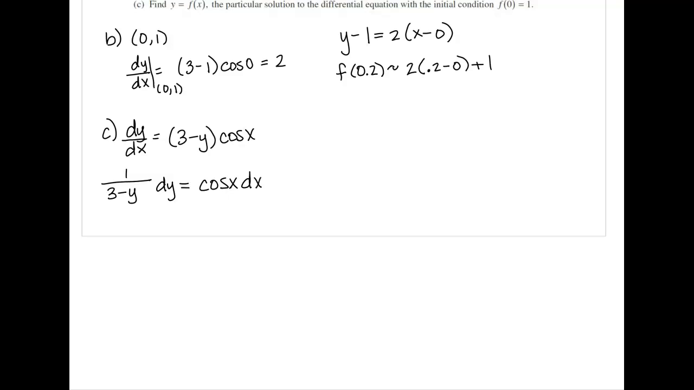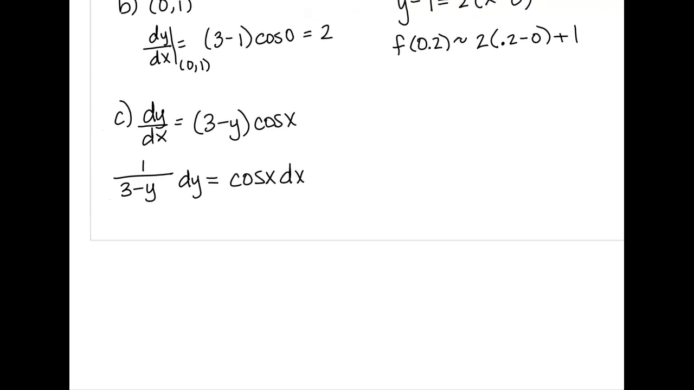Okay, once I get to this point, what should I do? Is it completely separated? I always ask myself that. Yes, well done us. Now I'm going to integrate both sides. Okay, we're going to be real careful here. The antiderivative, you might be tempted to say natural log of 3 minus y, and you're so very close.